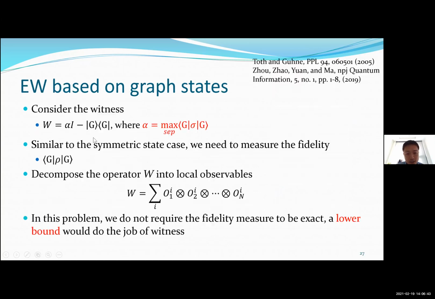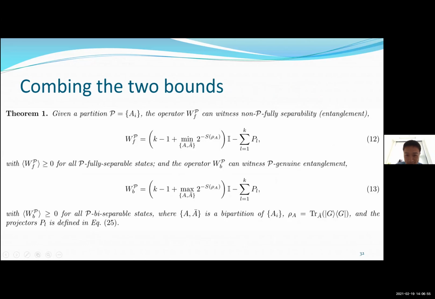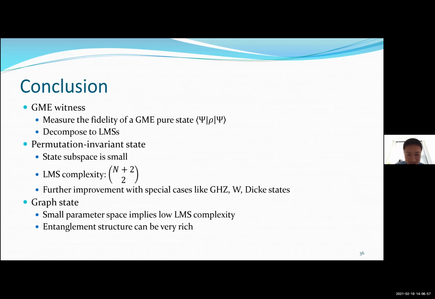And then for graph states, we don't really calculate the fidelity accurately. So previously in the symmetric state, we really calculated the fidelity accurately. In this one, we only calculate the lower bound. Due to time limits, I have to skip it to the end. Yeah, probably I spent too much time in the introduction.